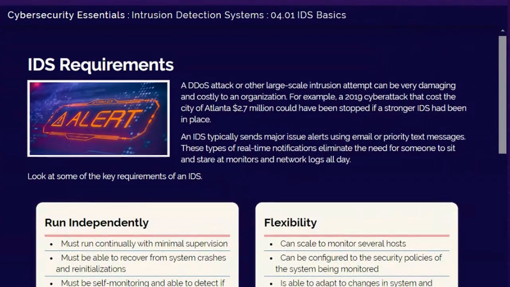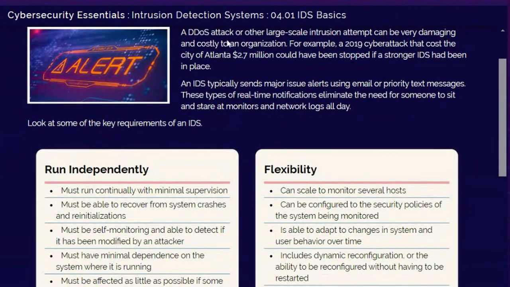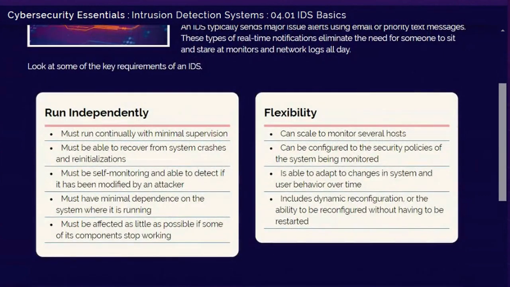IDS requirements. So a DDoS attack, the denial of service there, or other large-scale intrusion attempt can be very damaging, costly. A 2019 cyber attack cost the city of Atlanta $2.7 million. Could have been stopped if there was a stronger intruder detection system. An IDS typically sends major issue alerts using email or priority text messages. These types of real-time notifications eliminate the need for someone to sit and stare at monitors. So they can do other stuff, and then this alert will pop up and let them know they need to look at that. So here's some key requirements.